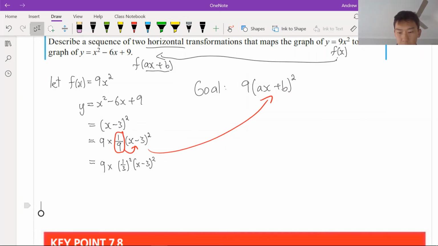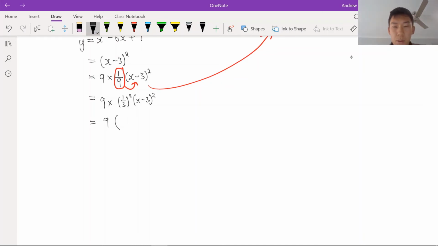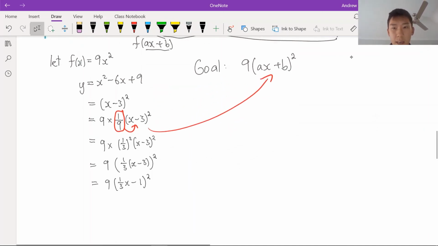Okay, and this is just a bit of index laws, creative index laws. If I were to break it down for you, see how both of these brackets are squared? That essentially means we can multiply them together and square the result. So this actually gives us, and then if we expand what's in here, we have 9 outside of 1/3 x take 1 squared. And look at that, we have 9 bracket ax plus b squared.